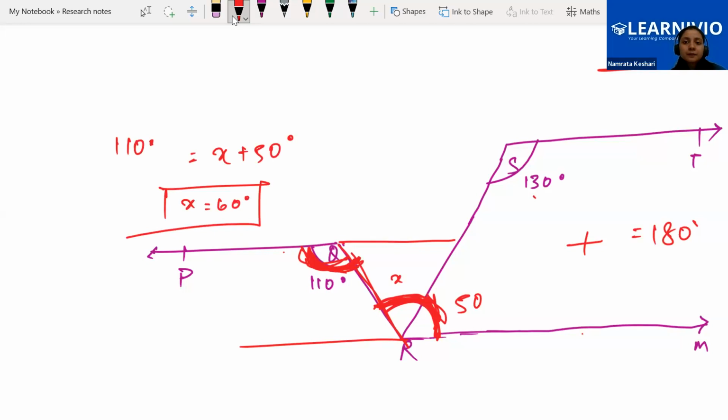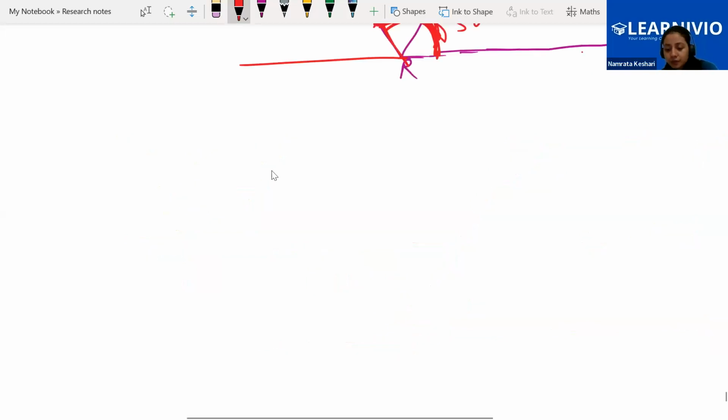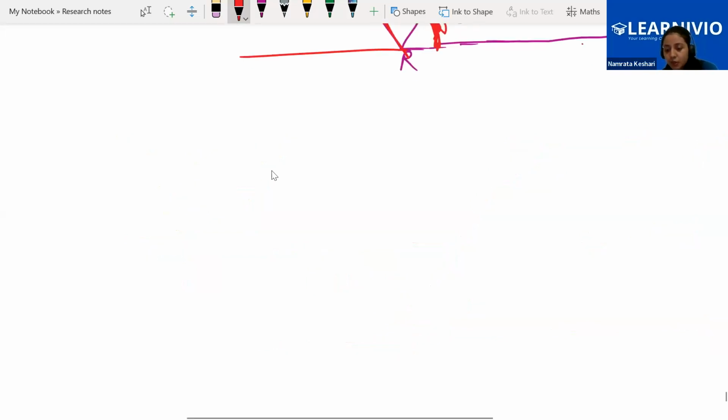Getting it? Yes, ma'am. Okay, this is how we will be doing this one. Let me give you the next question. If you understood this one, then you will be able to solve it. Let me give it to you. Everyone, please copy the figure. I'm just drawing the figure over here. Please copy it.